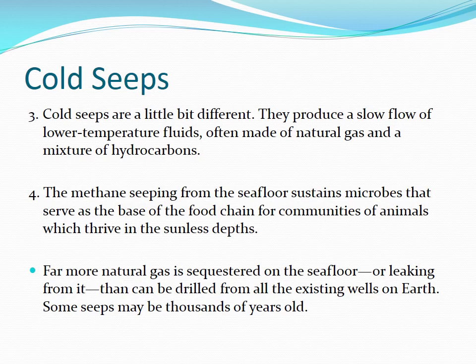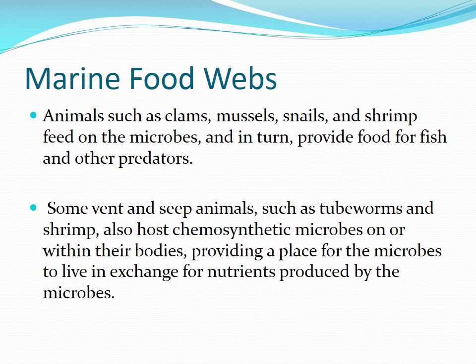Far more natural gas is sequestered on the seafloor or leaking from it than can be drilled from all of the existing wells on Earth. Some seeps in the ocean may be thousands of years old. So we have these cold seeps where we have natural gas leaking. Natural gas isn't always hot. In this case, natural gas leaking out is very cold. And these different microbes, these tiny forms of life, are able to survive and become the base of the food chain for many communities of animals that live off of those microbes.